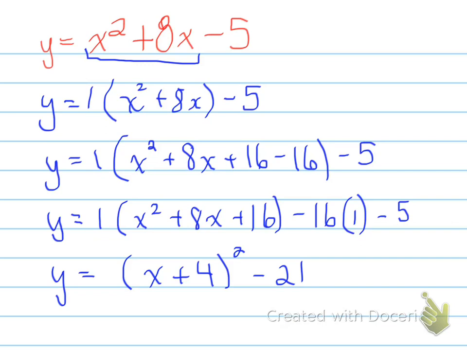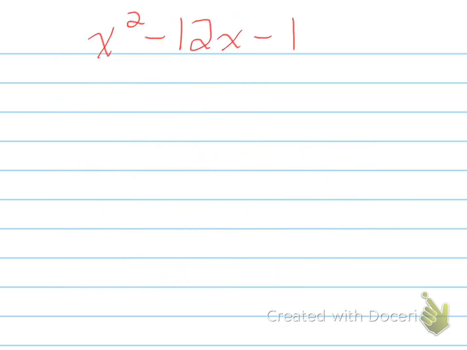All right, let's try another one. x squared minus 12x minus 1. So again, we follow the same steps for this one. Ready, folks? Here we go. So imagine there's a y equals here. And we have y equals, take the jacket off, which is 1, times x squared minus 12x, then minus 1.